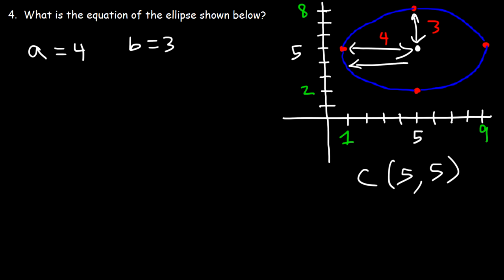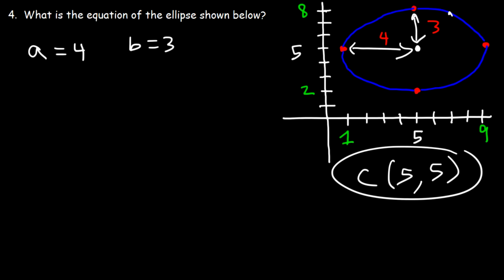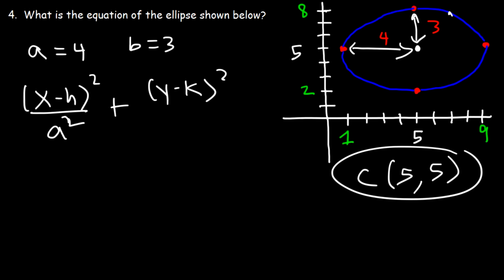By the way, this is the major horizontal axis, which has a length of 2A, that's 8. And then the minor vertical axis has a length of 2B, which is 6. Now that we have A and B, and we have the center, we can write the equation. It's going to be x minus h squared. A is associated with the x-axis because it's horizontal. So over a squared plus y minus k squared over b squared, which is equal to 1.